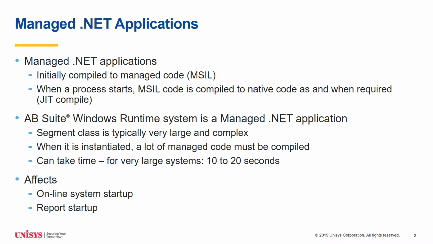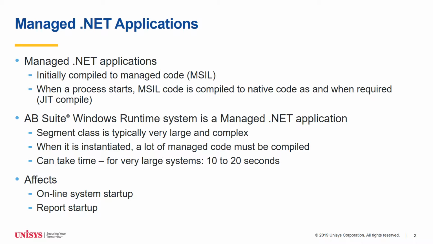Now, an AB Suite Windows Runtime system is a managed .NET application. The segment class within that application represents pretty much the entire system definition. It's a container class for all other classes that make up the system definition, and it's typically very large and complex. When an instance of the segment class is created, a lot of managed code must be compiled to native code by the JIT compiler. And of course, this can take time. For a very large system, this can be something like 10 to 20 seconds.